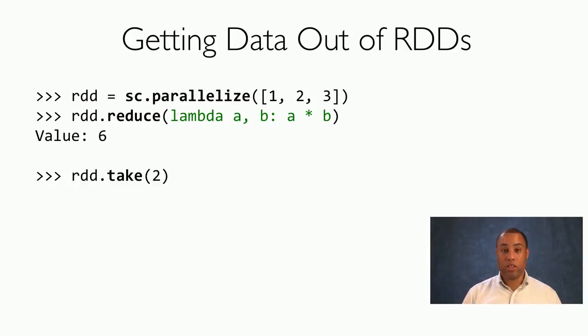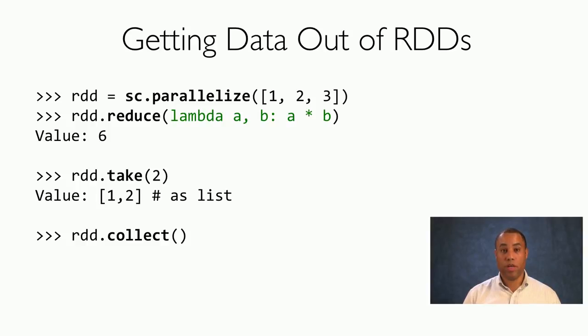The take action will return the first 2 elements of the RDD. So in this case, it returns 1 and 2 as a list at the driver. Collect returns all of the elements of the RDD as a list at the driver. So in this case, that's 1, 2, 3. And again, always be careful when using collect to make sure that the results will actually fit in the driver's memory.